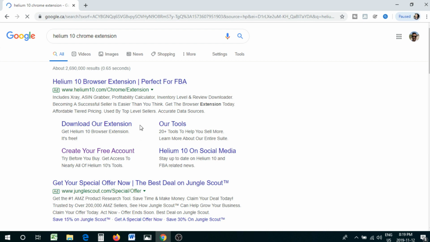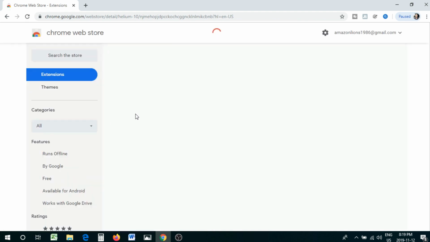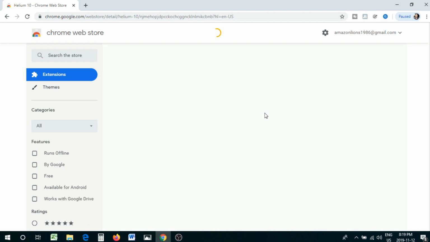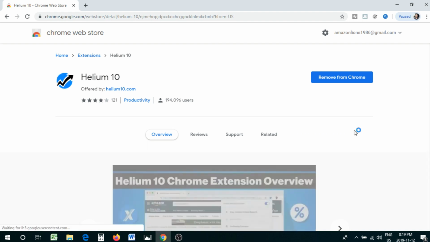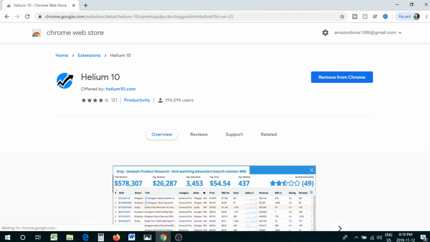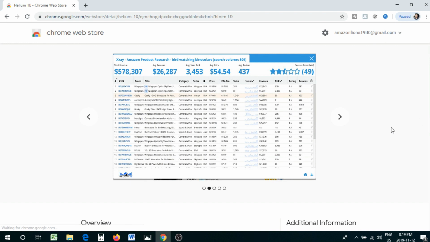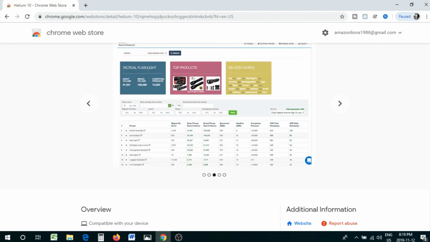And of course, when you get the full version, right here, see that? Download our extension. So when you go there, Helium 10 Chrome extension, you search it, you can actually download this for free. And if you have an account, of course, it gives you access to a lot more data, but the Chrome extension is absolutely free, and it gives you all kinds of great information. So that's why I think Helium 10 is a lot more superior than Jungle Scout.